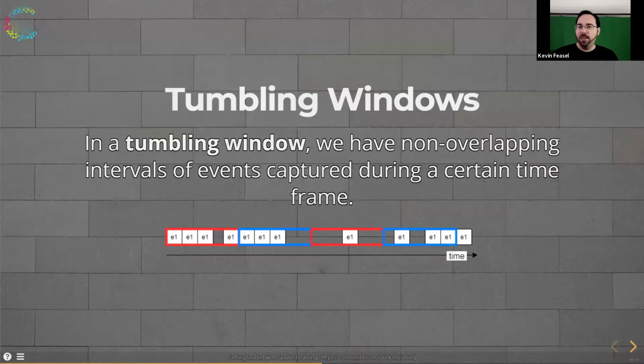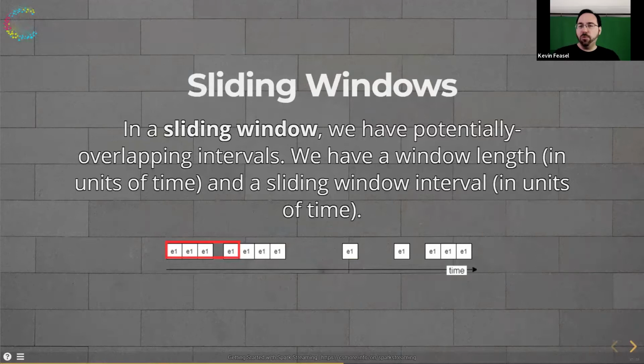In practice, there can be weird things that happen where you get events more than once. But we're going to talk ideal world. You get an event once, you handle it once, things are worked on just that one time. There's no overlap. But sometimes you want overlap, and that's where sliding windows come into play. So a sliding window has two parameters.